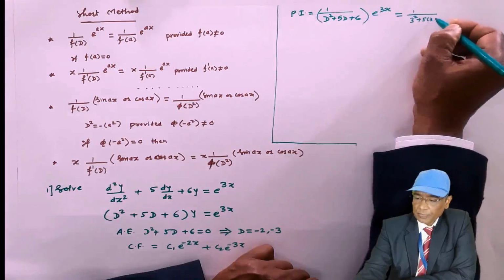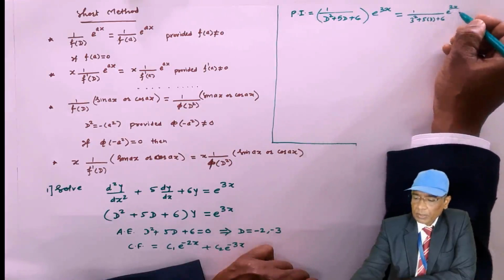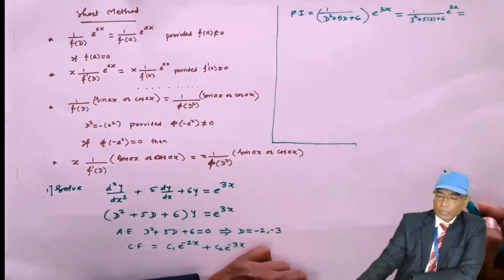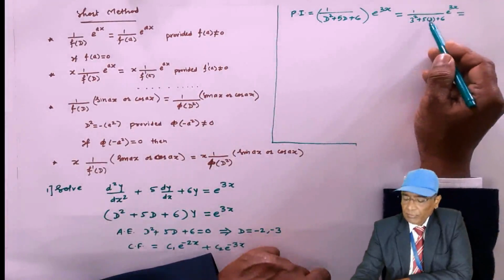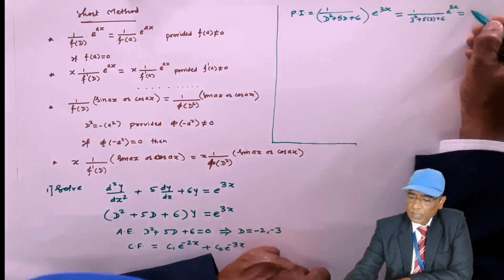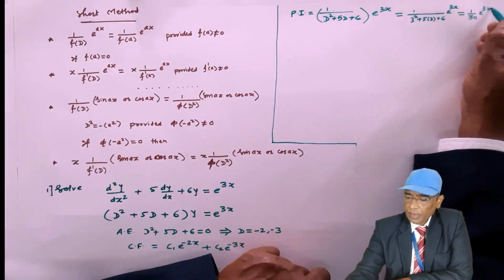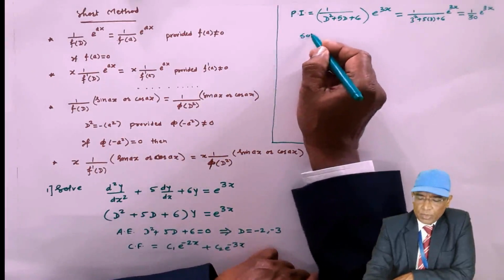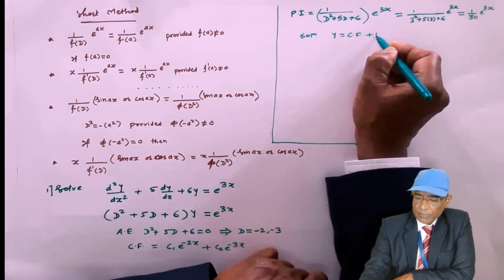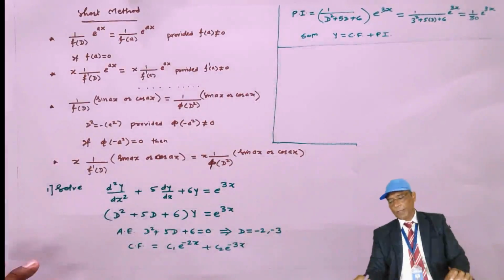That is the condition. What I am going to do? I am replacing D by 3. So if you get 0, then we have to follow this further procedure. This is 9, this is 15. Now 15 plus 9 is 24, plus 6 is 30, so it is 1 by 30 e to the power 3x. This is the particular integral. And solution now, y equal to complementary function plus particular integral. That's all. In this way we have solved this problem.